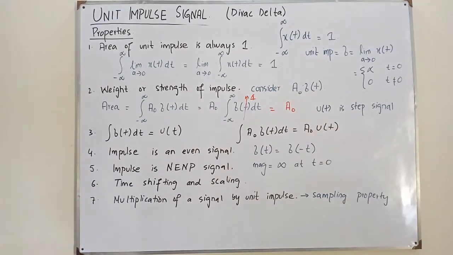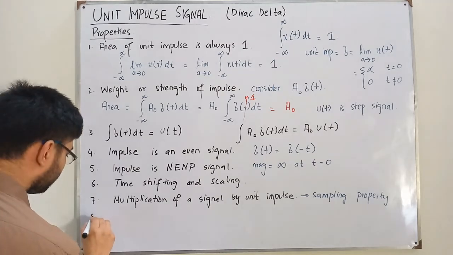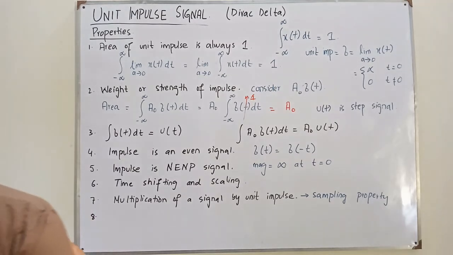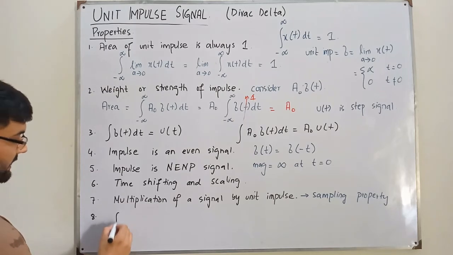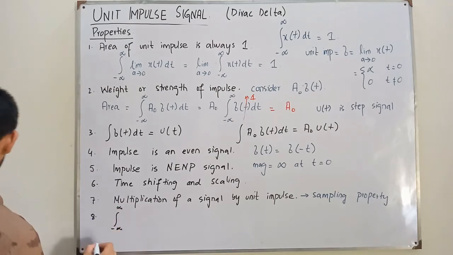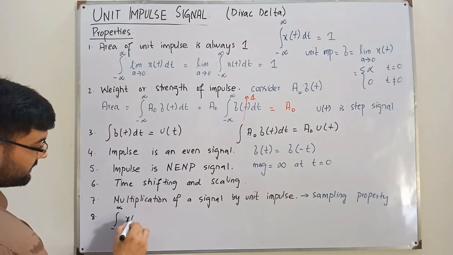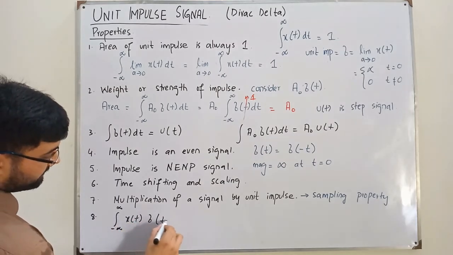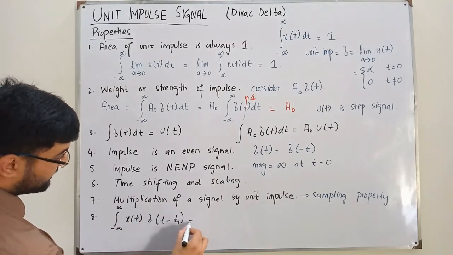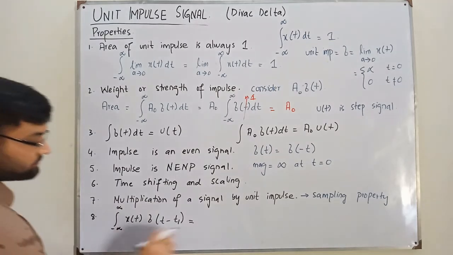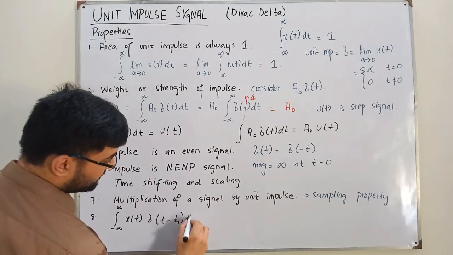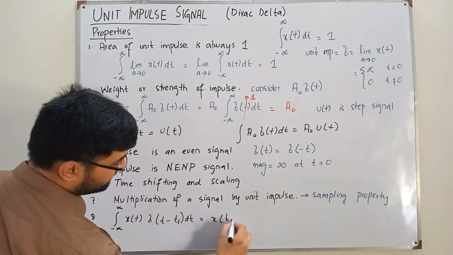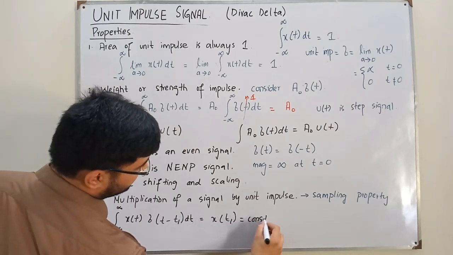And finally, this is the eighth property now. So what does the eighth property say? It says that if you find the area from negative infinity to positive infinity of x of t multiplied with the signal delta of t minus t1, dt, this would simply equal x of t1, which is a constant.